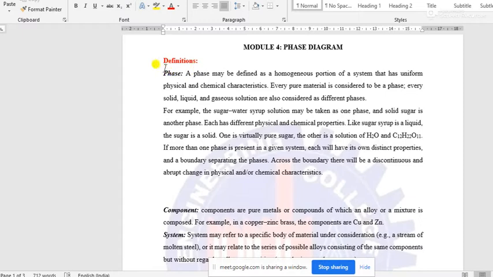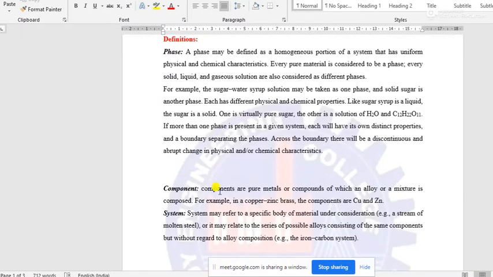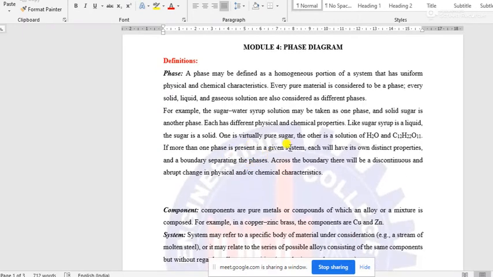First of all, you have to get some knowledge about phase. Now, what is phase? Phase is nothing but the homogeneous portion of a system. System is nothing but some specific material or some portion of specific material. System is some specific body or specific portion of some material, and if a system is homogeneous, then the total system is considered as the phase.